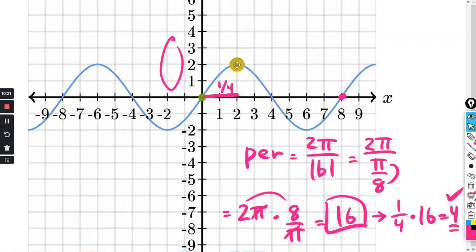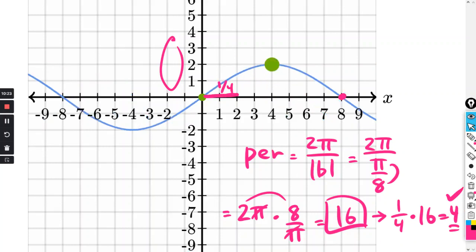So I'm going to take my maximum and move it over to 4. Now you can see this distance starts at x equals 0 and goes to x equals 4. So now the period is adjusted. We have the basic sine function. We did that first.